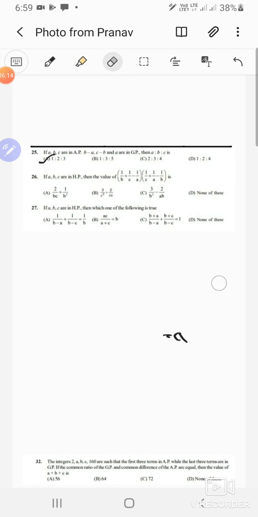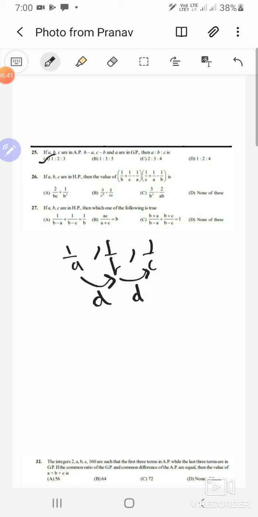If A, B, C are in harmonic progression, then what is the value of 1 upon B plus 1 upon C minus 1 upon A, into 1 upon C plus 1 upon A minus 1 upon B? So A, B, C are in harmonic progression, which means that 1 upon A, 1 upon B, and 1 upon C are in arithmetic progression. Let's say that the common difference of this arithmetic progression is D, so I can write 1 upon B minus 1 upon A as D. That will give me 1 upon C plus D, I think. And then similarly, we can write 1 upon C minus 1 upon B as D, so this will be 1 upon A plus D.